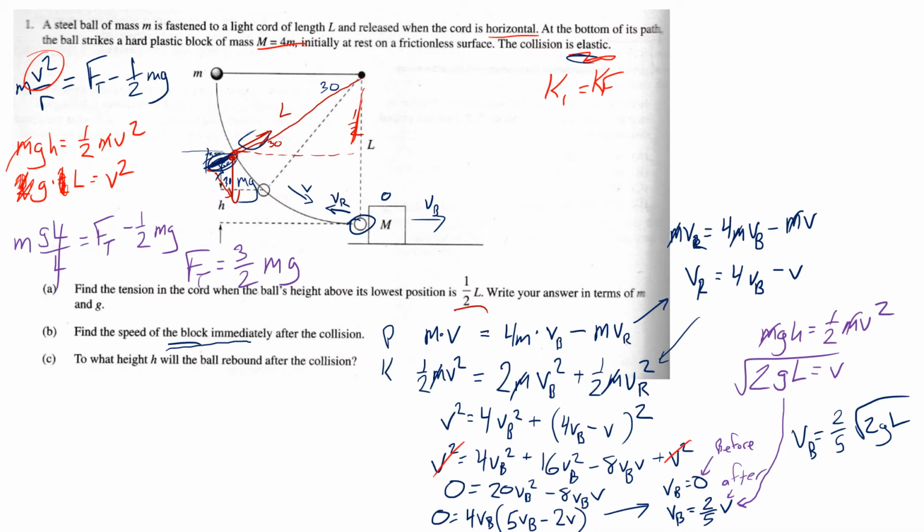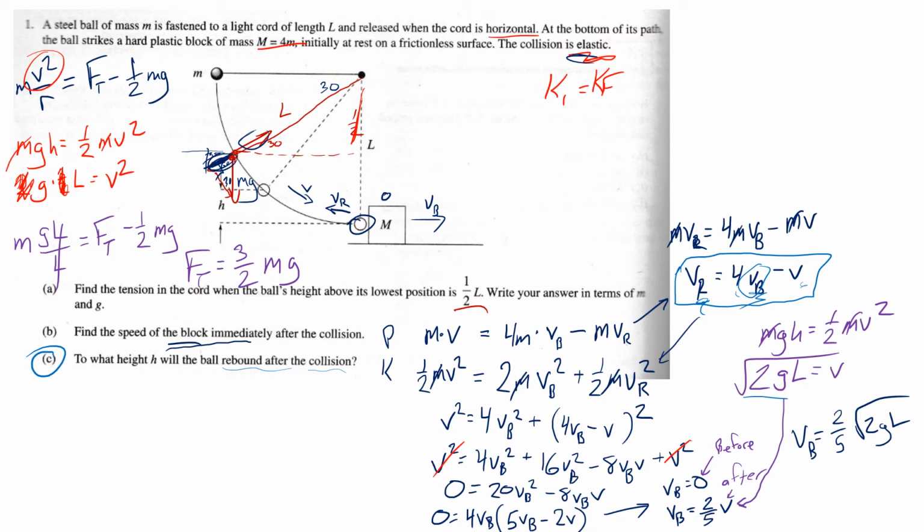Not too bad, right? Hopefully you remember doing this. For part C, to what height will the ball rebound after the collision? Well, this sounds like you'll have to do the whole thing over again. And you're right, but you don't really have to do the whole thing over again, because we have this equation right here. We know what the velocity of the ball was. So what we can do is just plug it in to figure out what the rebounding velocity was. Or this is the block, sorry. So we need to just figure out what VR is. And we know what V is because we just figured that out right there.